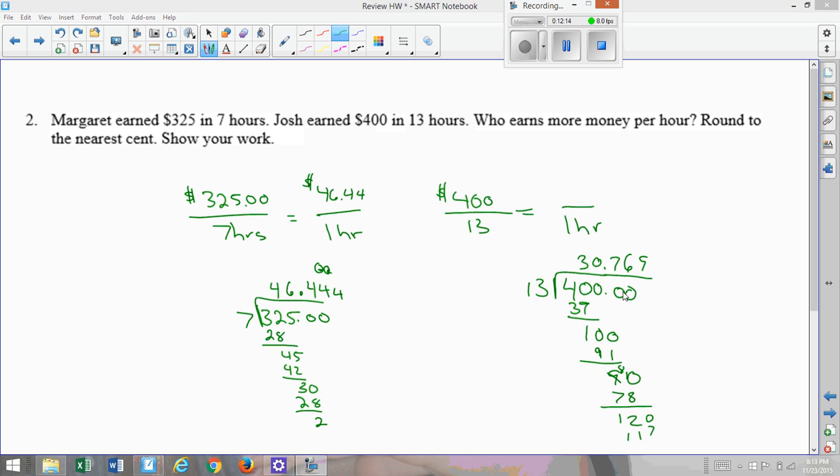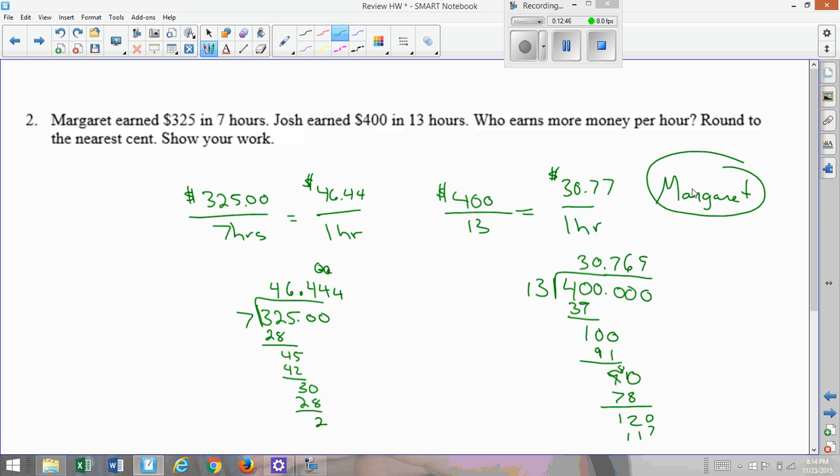Okay, I was making some silly errors there, so I just redid the whole thing and got to this point, and I said, how many times does 13 go into 90? And it's 6 times, and you get 78, and then you have 12 left over, bring down the extra 0. So this would be $30.77. Who earns more money per hour? The answer is Margaret.